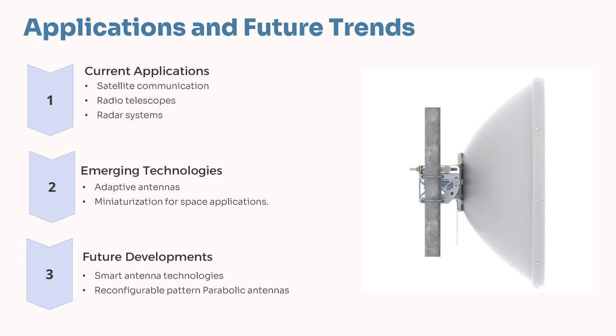And lastly, we have radar systems. Here, parabolic antennas play a crucial role in detecting objects and measuring their speed and distance. They're widely used in aviation to track planes, in weather forecasting to monitor storms, and in many other fields that require precise object detection. So, from space to our planet's surface, parabolic antennas are everywhere, enabling communication, exploration, and detection.